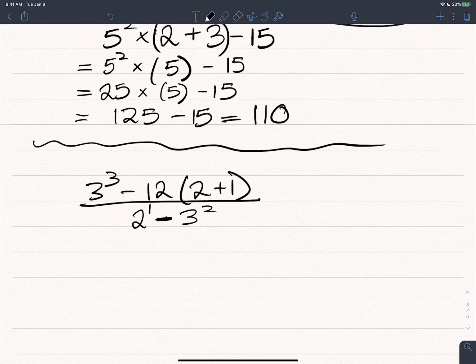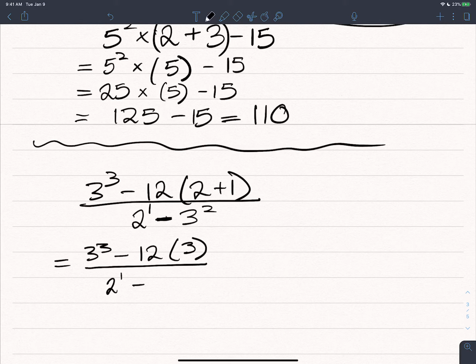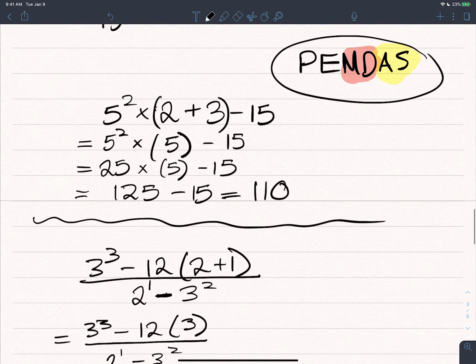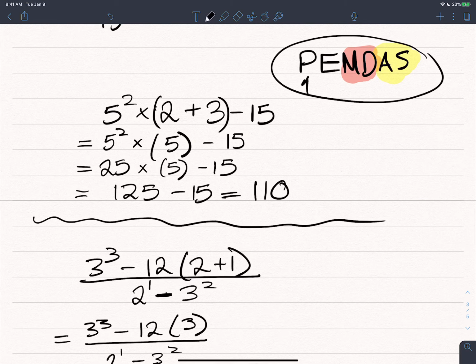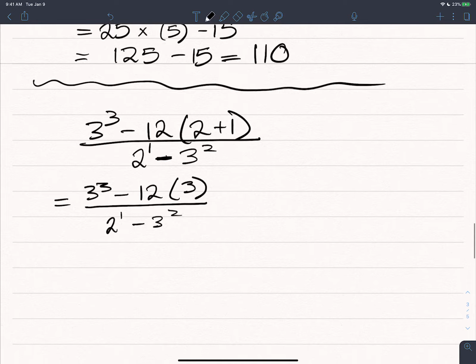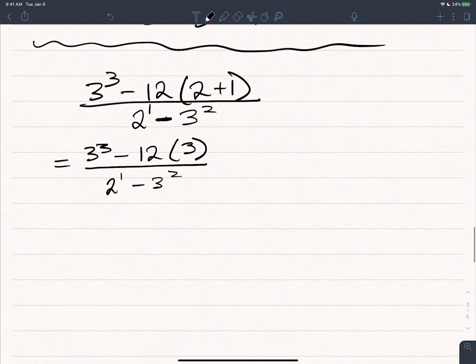So first is parentheses. I'm only going to change one thing at a time. So I'm going to do 3 cubed. Where's the parentheses that I want to change? 12 times 2 plus 1. That's the parentheses I want to change, times 3. And that's all divided by 2 to the first minus 3 squared. All right. And what's next? Well, we did the P. Now we need to do the E. So we look back up at PEMDAS. E stands for exponents. So let's go down here and do all the exponents.